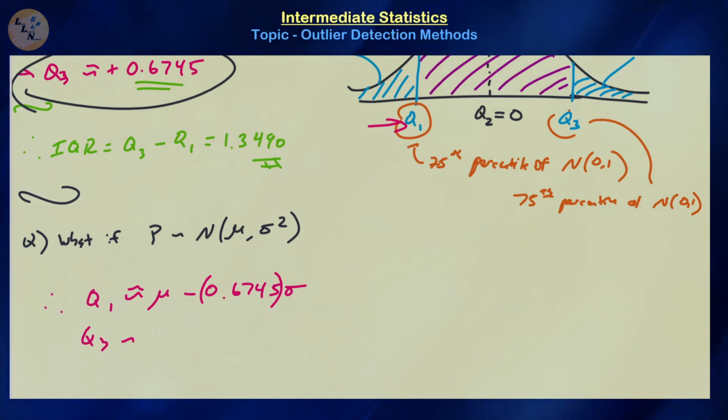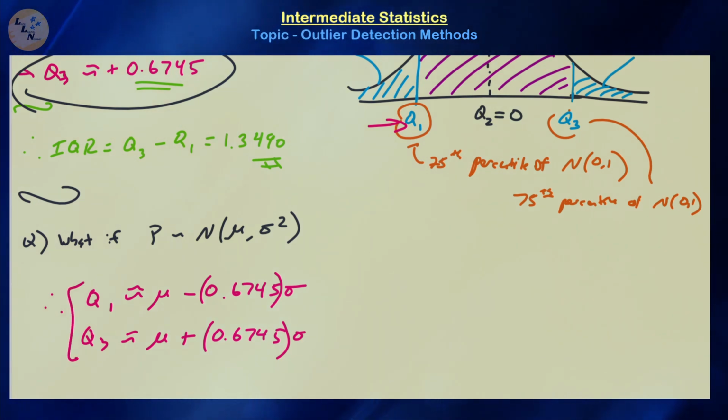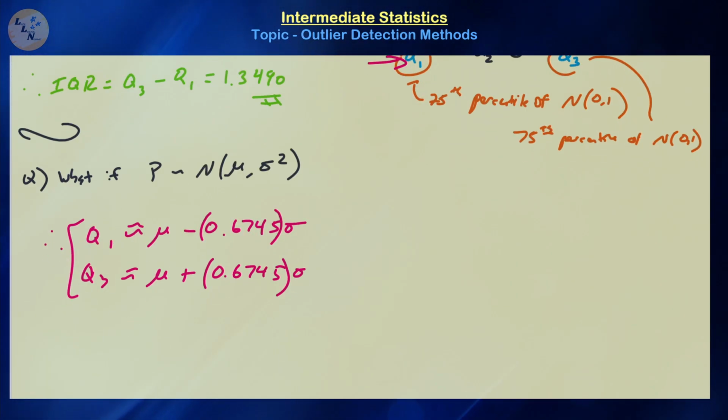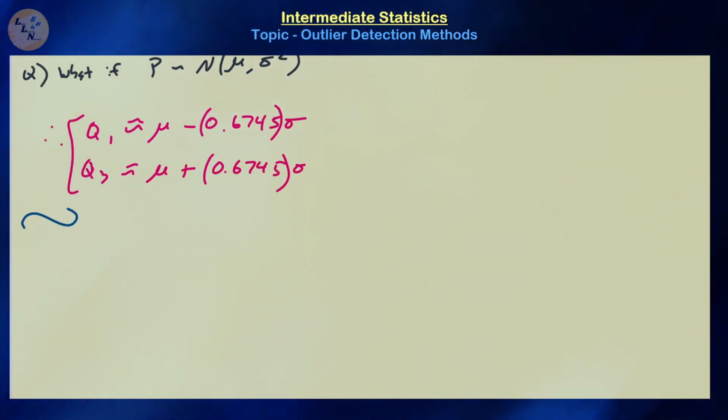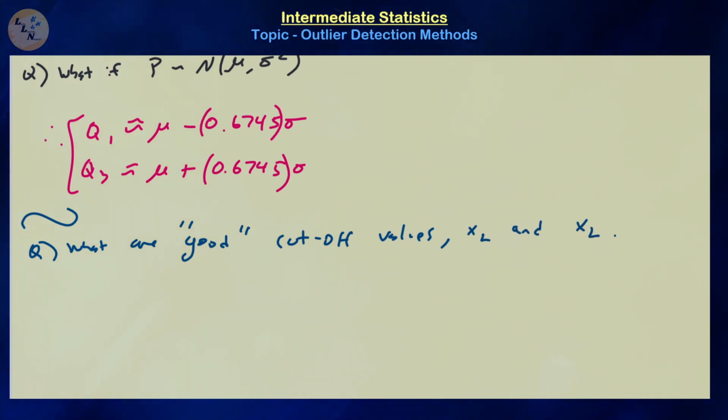And then Q3 is going to be approximately equal to mu plus 0.6745 times sigma. So those are our formulas for the first and third quartiles for a general normal distribution. Now let's go back to our question about outliers. What are good, that's a subjective phrase of course, cutoff values? Let's call these cutoff values XL and XR, where these are our lower and right boundaries for our outliers.